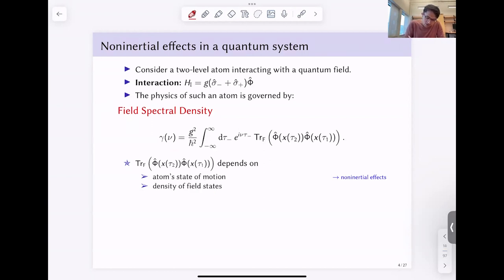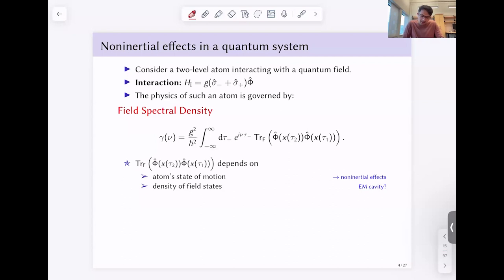We also note that since we have this quantum field here, if we write its expansion in terms of a complete set of modes, we see that Gamma(ν) will also depend on the density of field states, which, for example, can be modified using an electromagnetic cavity.